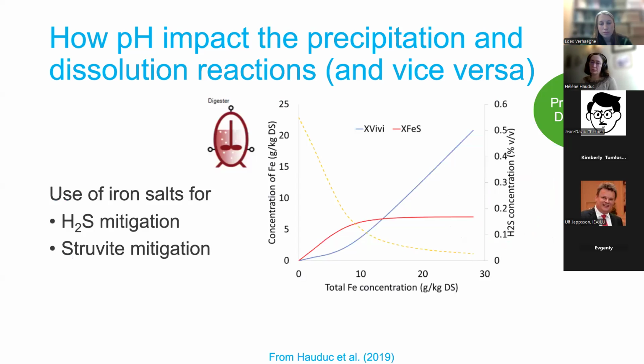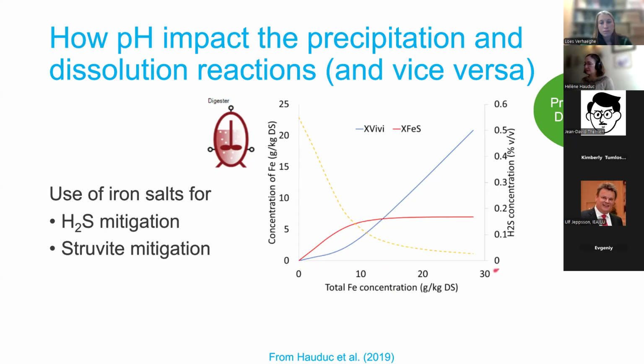And eventually we want to mitigate those precipitations, and the use of some metal salts may help. This can be found as a mitigation strategy in the digester, and it will actually mitigate 2 different problems in the digester when you dose iron. And this graph will show you how.